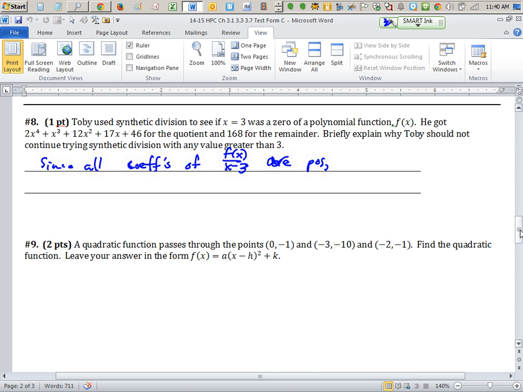And I like the phrase you had where you said the remainder will continue to increase, right? Instead the remainder will increase as the 0 increases. Yeah, or the test value, the synthetic division value that you're testing. So the remainder will increase as you try higher values of x. In other words, the remainder can't go to 0 if it's already positive 168 and it's getting bigger.